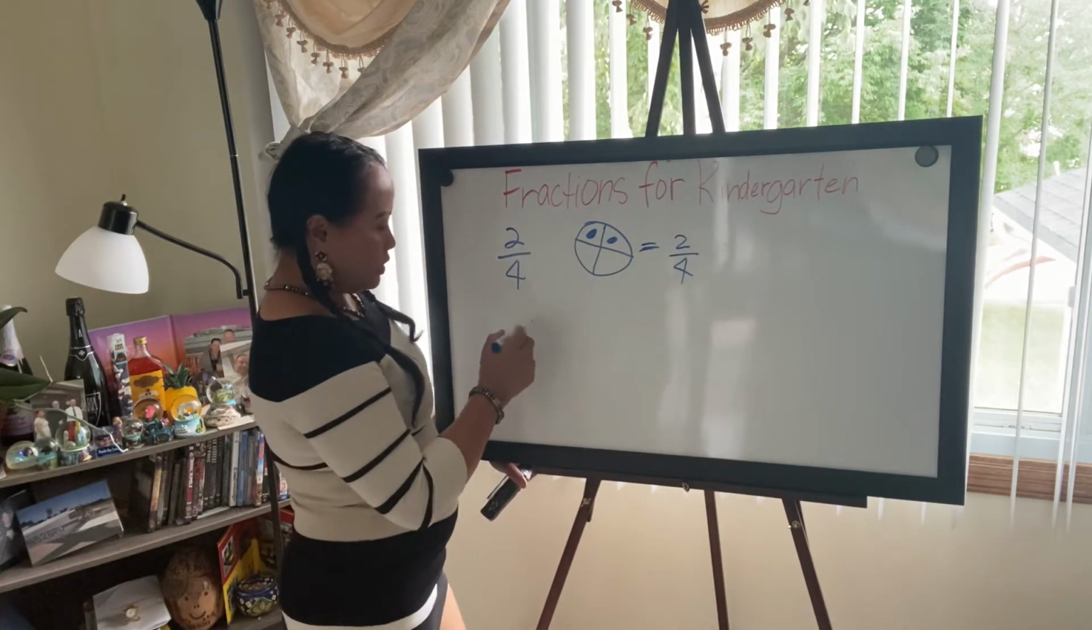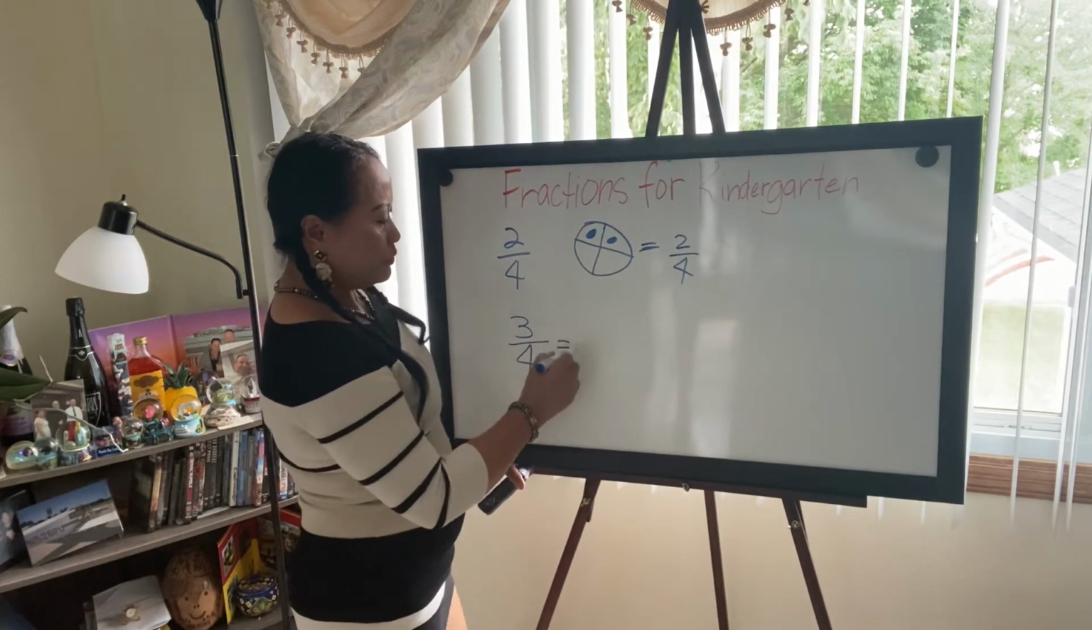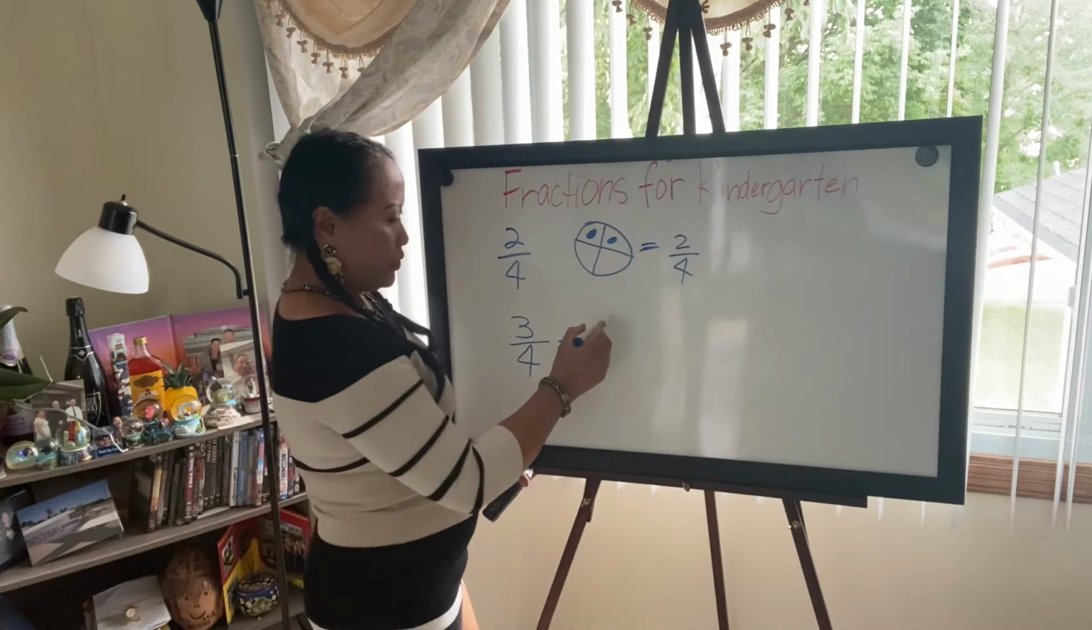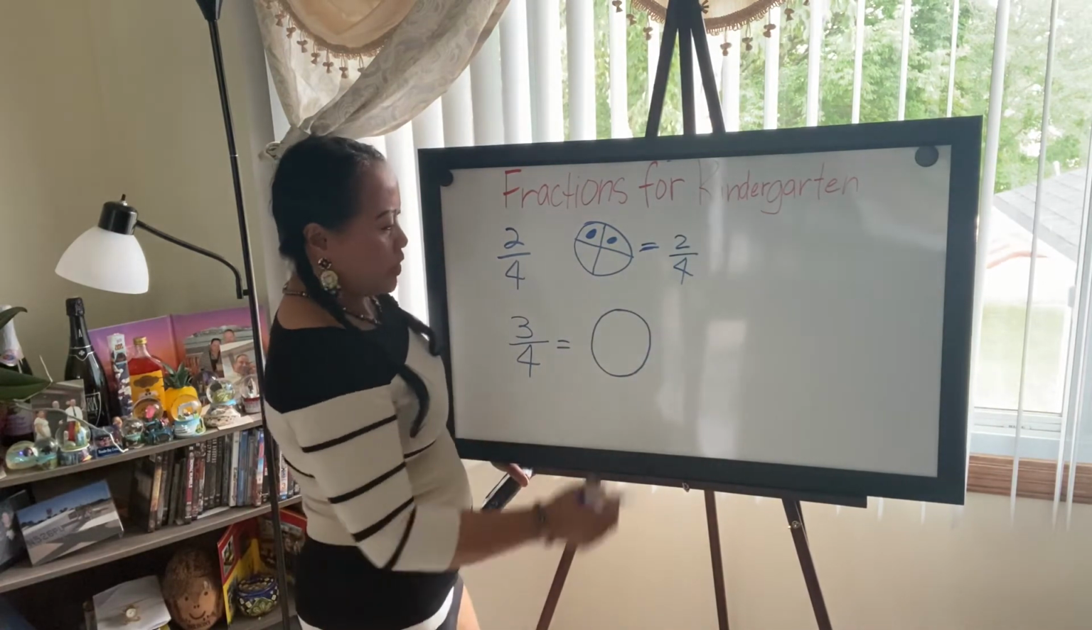Okay, next 3 over 4. Now we will draw. So that means we will divide into 4 again.